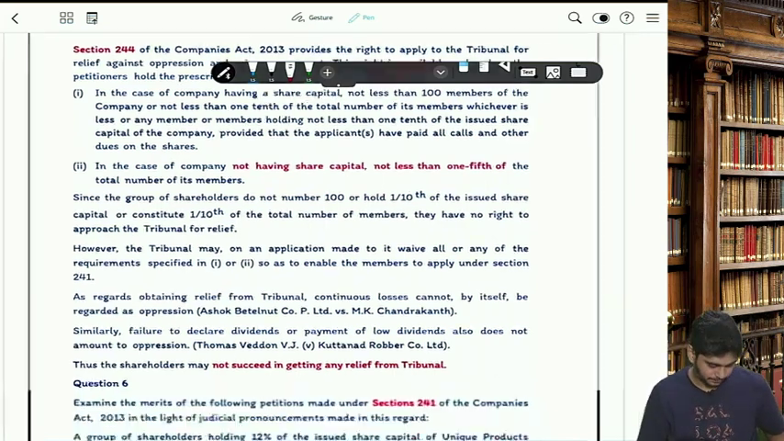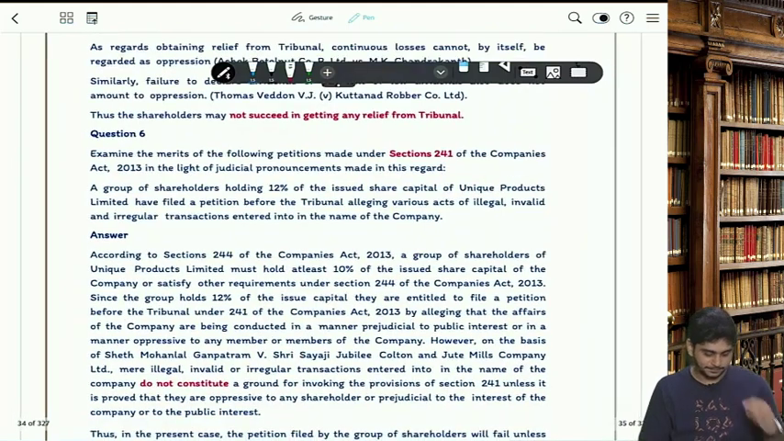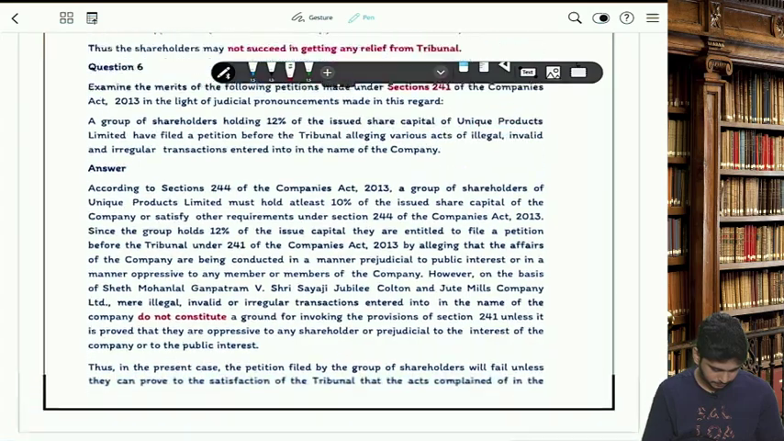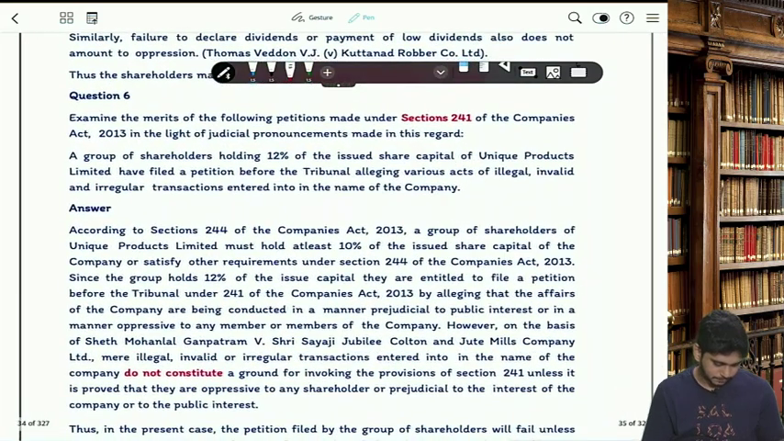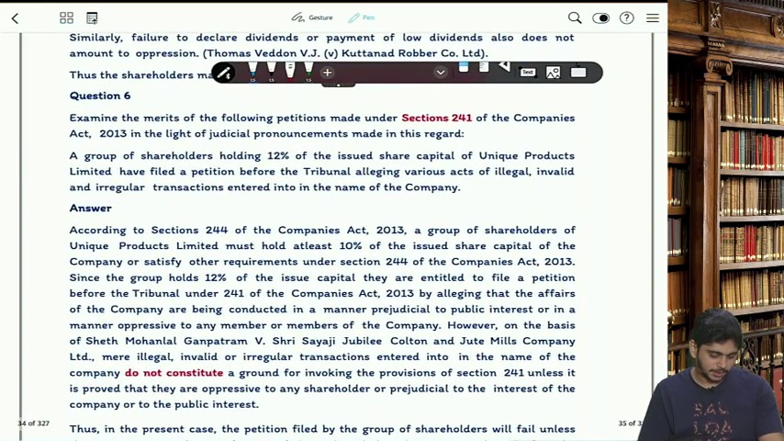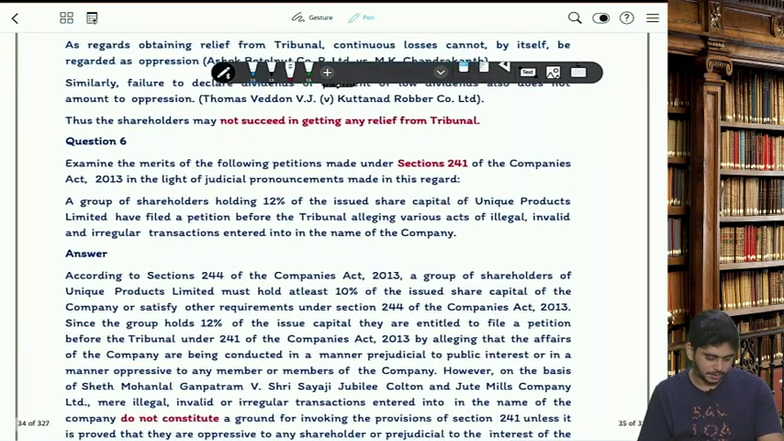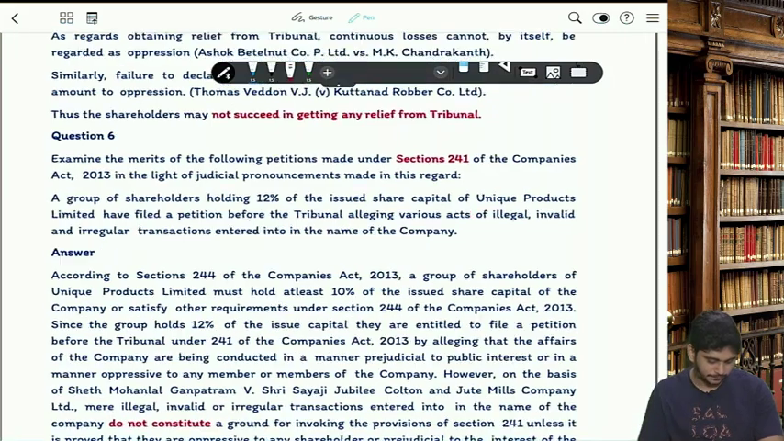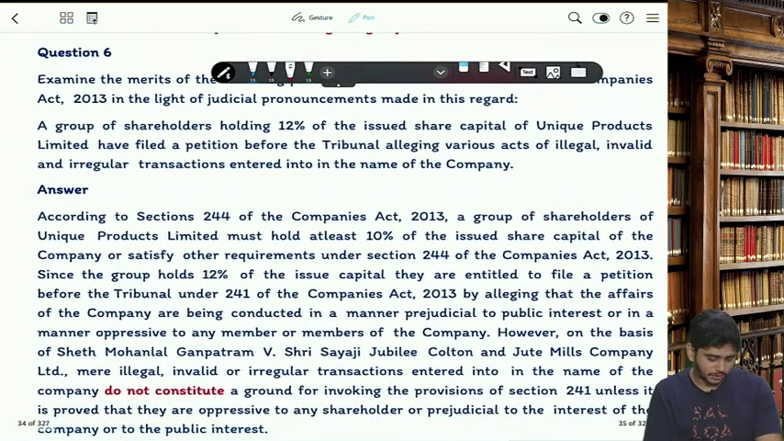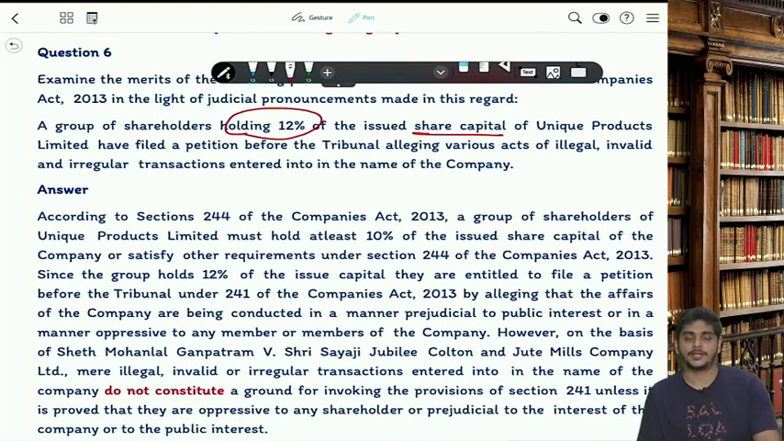Next, question 6. Explain the merit of the following petition under 241 in the light of the judicial pronouncement. A group of shareholders holding 12% of issued share capital of Unique Products Limited have filed a petition before the T alleging the various acts of illegal, invalid, irregular transaction entered into the name of company.